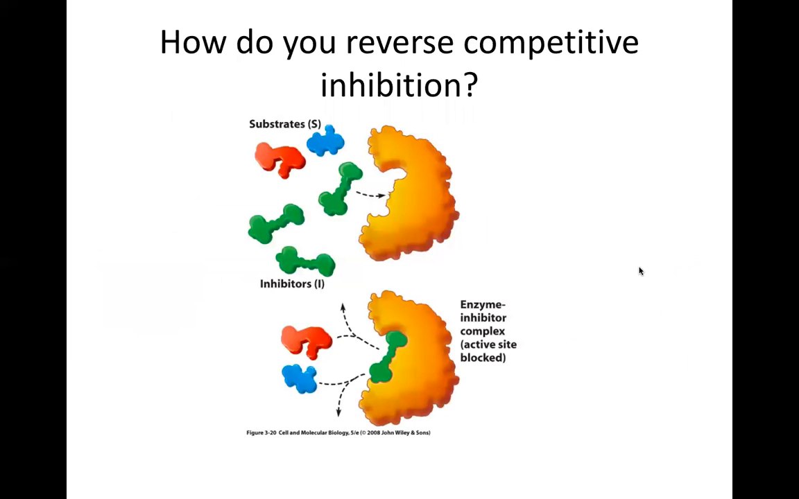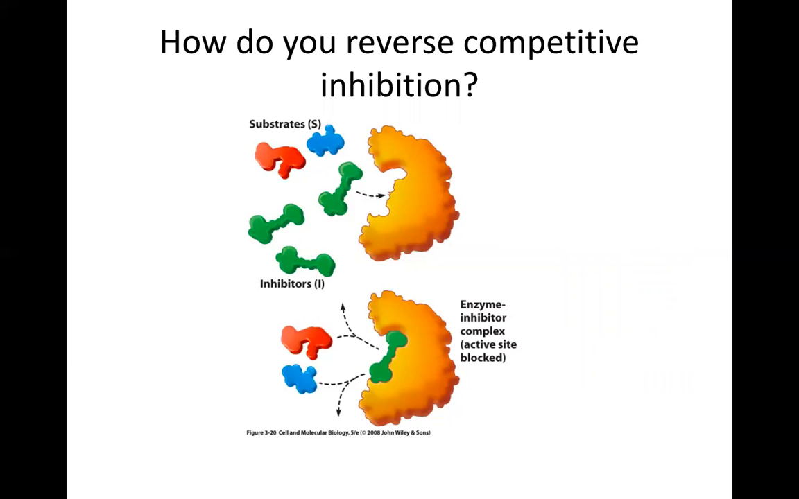Now, how can you reverse competitive inhibition? Simple. You add a lot more substrate, okay? So think of it this way. You have 3 chairs in the room. Normally, these chairs are reserved for girls only. And you have 3 girls. So 3 girls, 3 chairs. The 3 girls can sit on those 3 chairs.